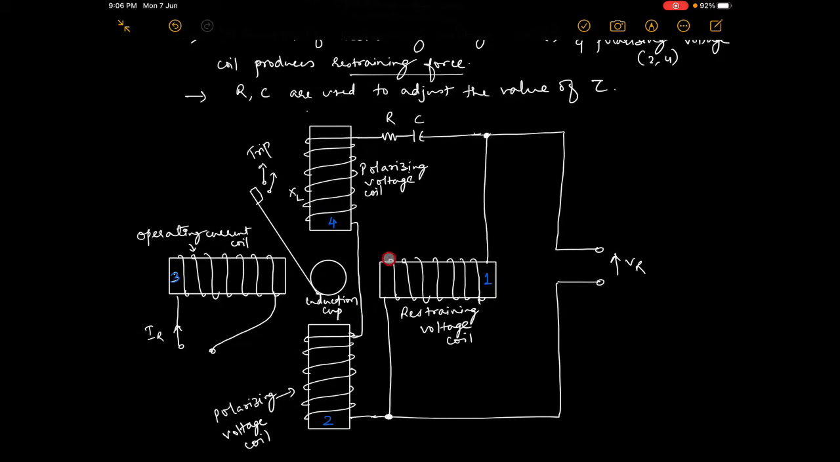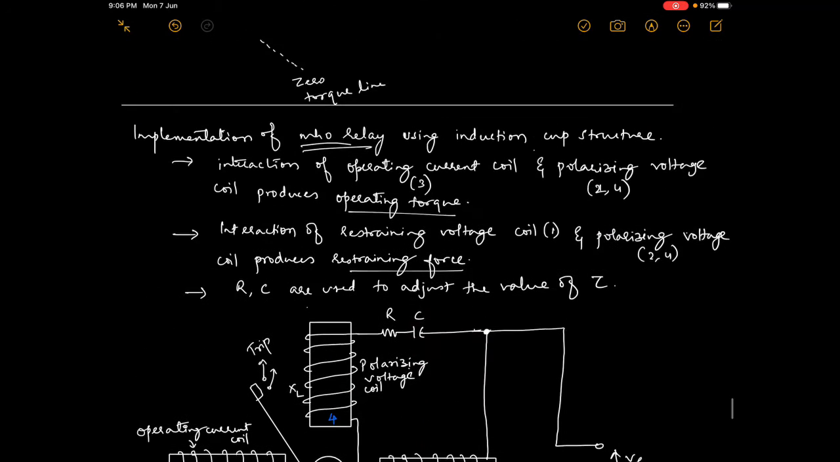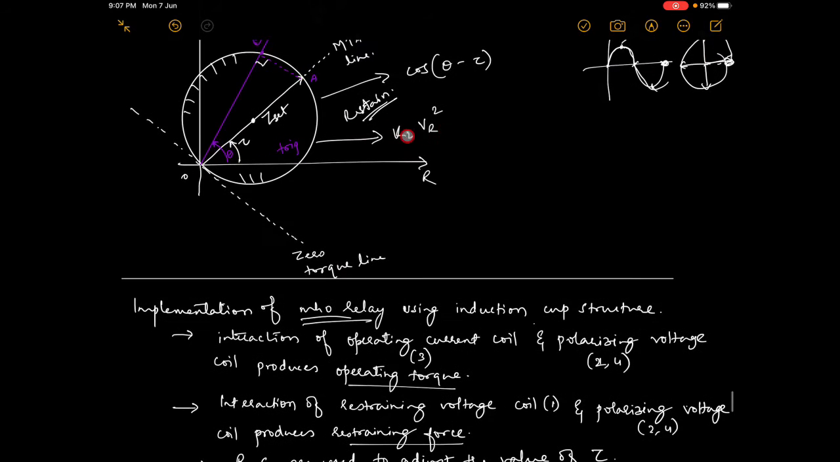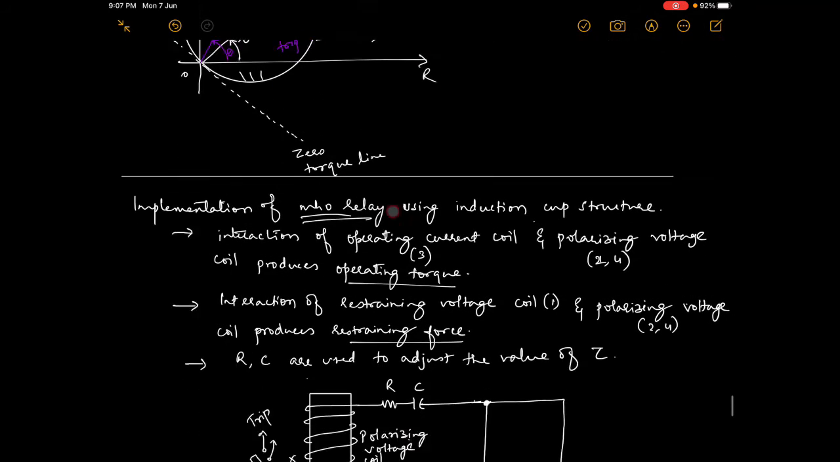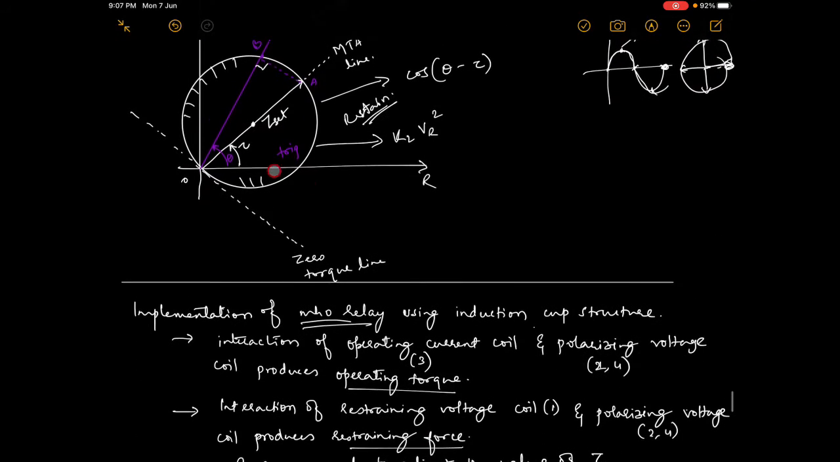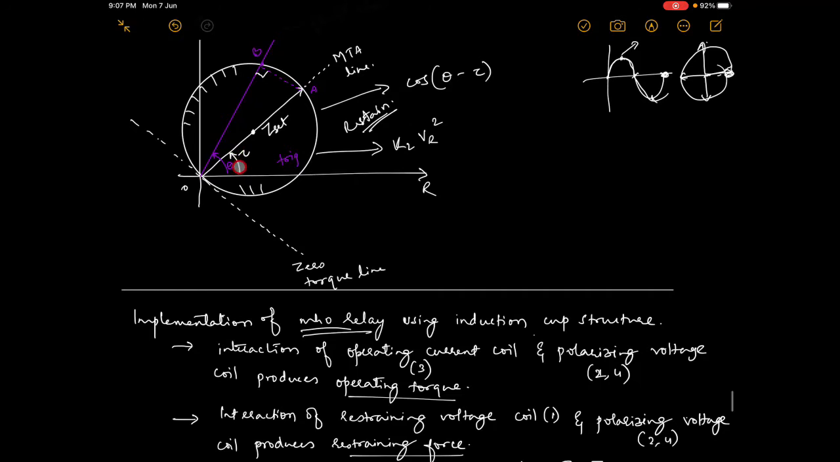So there are two purposes. One is we can control R and C to set tau. You can also decide the restraining force. K2 can be varied by varying the same R and C.